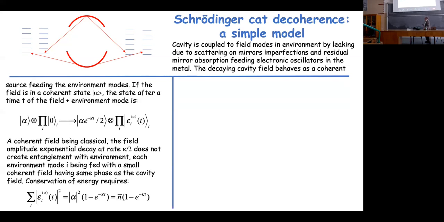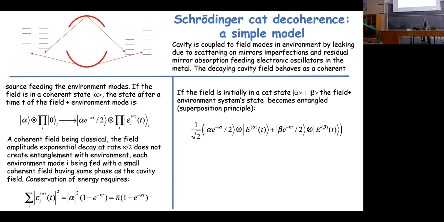And I have a conservation law, which is obvious. It is clear that the energy which is going into the environment, which is the sum over i of all these epsilon i squared, has to be equal to the decrease of the energy in the field mode, which is alpha squared times 1 minus e to the minus kappa tau. And alpha squared is just the average photon number in the coherent state. So you get this identity: the sum over i of all the small intensities, the square of the amplitude in all these modes, has to be equal to the average photon number times 1 minus e to the minus kappa tau. This is just conservation of energy at time t.